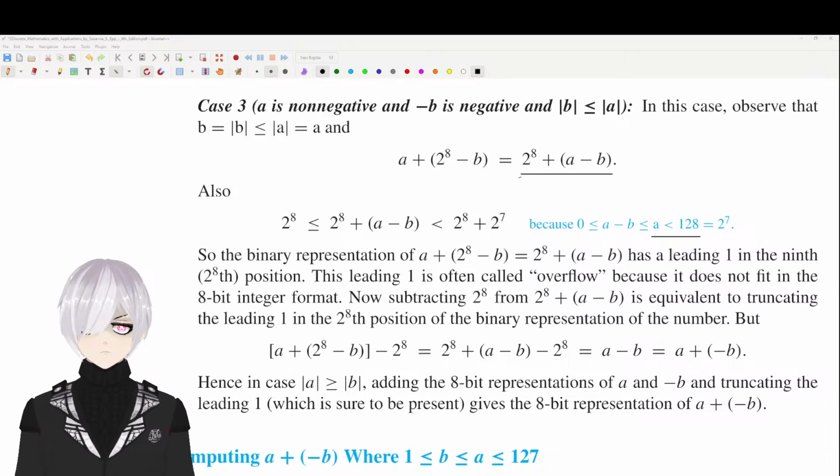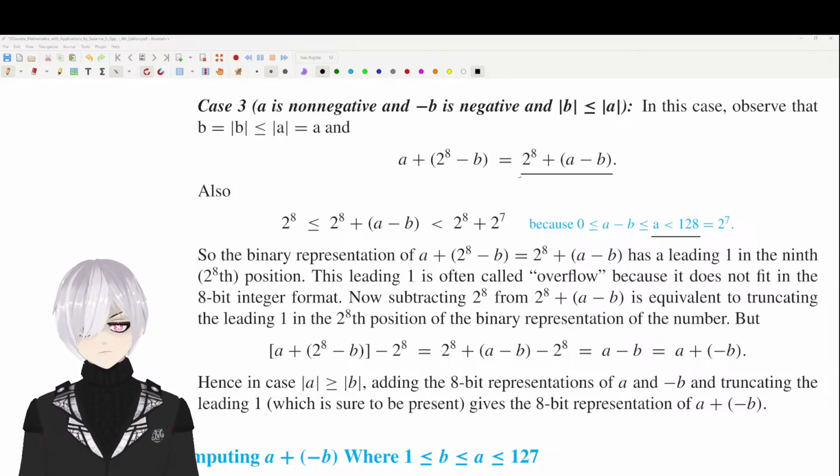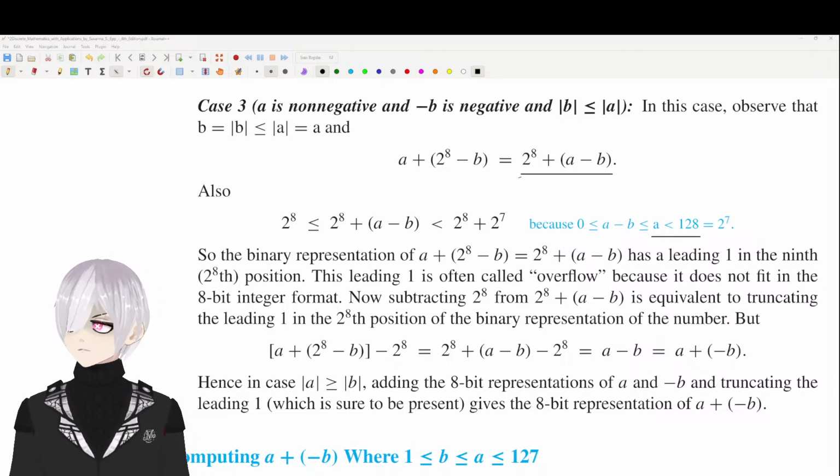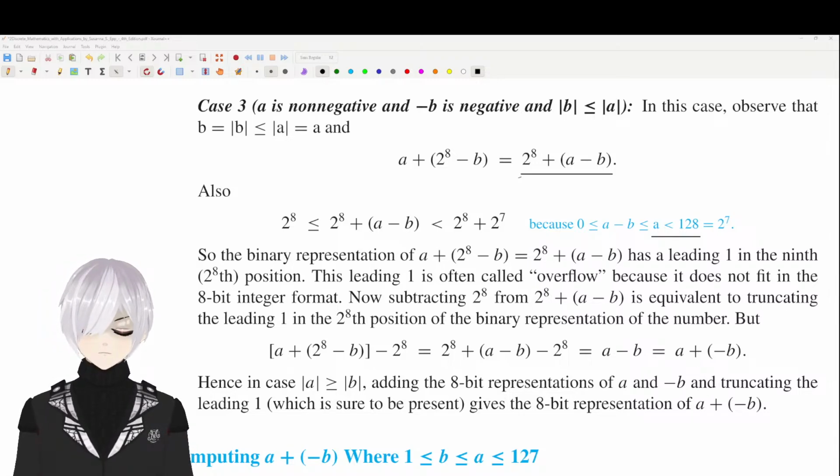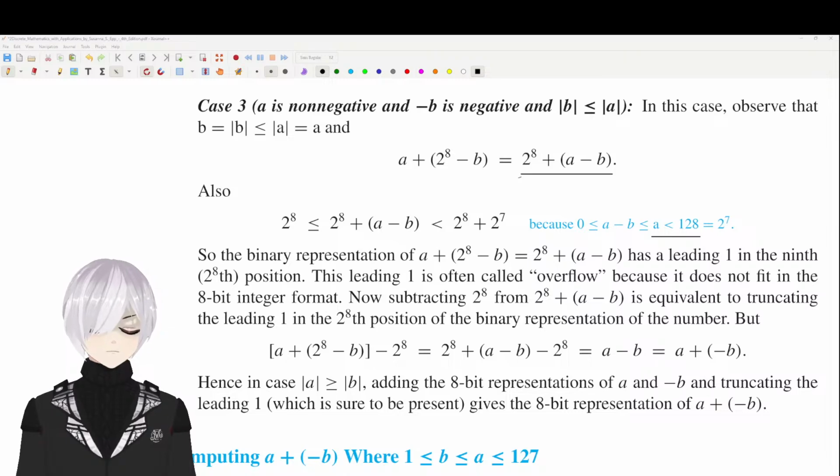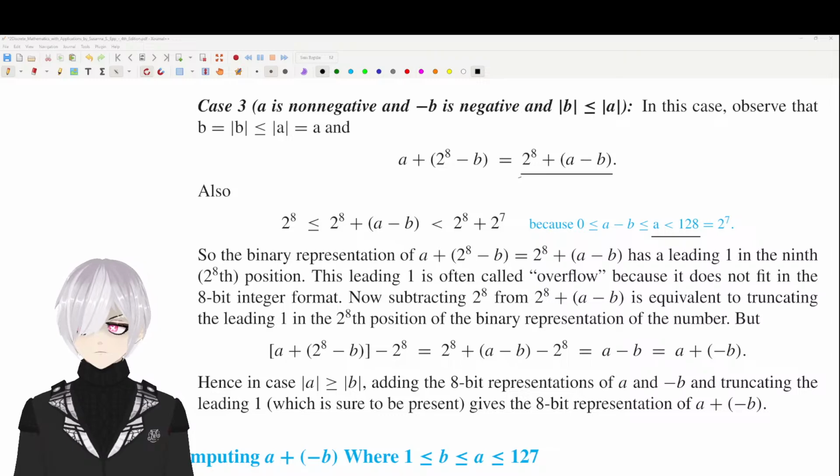So the procedure says that we'd have to truncate that one, but now they show why you can do that and still get the right sum. They say truncating that leading one is the same as subtracting 2 to the eighth from the number, because the leading one in the 2 to the eighth position means the number is the sum of 2 to the eighth and some other powers of 2. So then we can see what happens when we subtract 2 to the eighth.